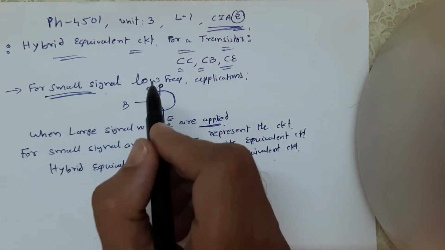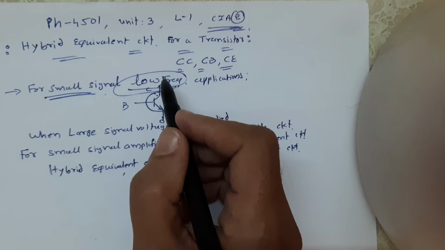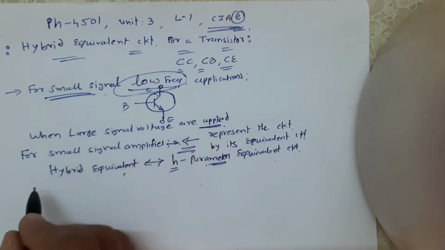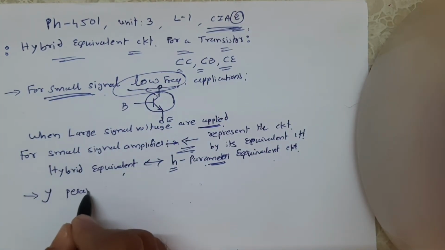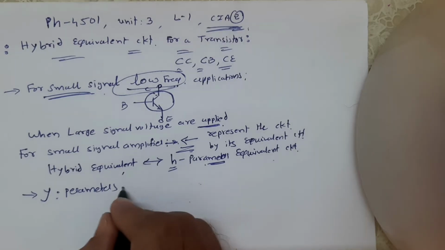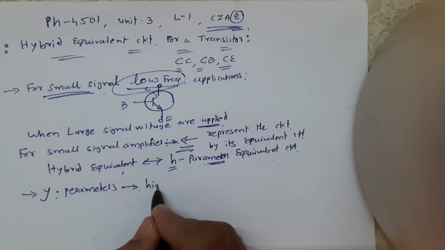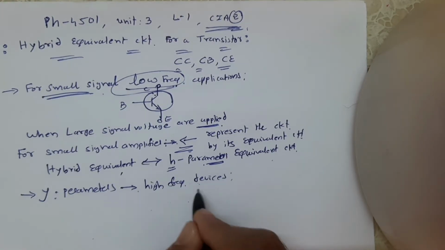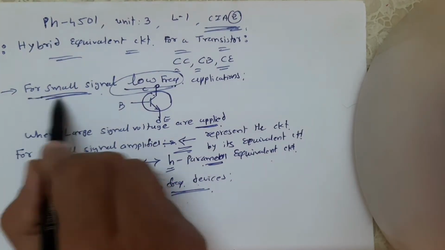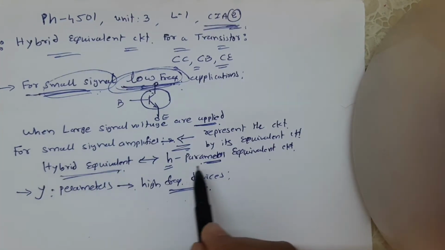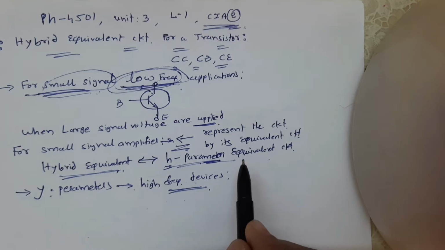That means this one is for analyzing low frequency devices, because the H parameters of a transistor are easily measured. The third one is the Y parameter equivalent circuit, which is used for describing high frequency devices. Here we are discussing small signal low frequency devices, so we are using the hybrid equivalent circuit, also known as the H parameter equivalent circuit.